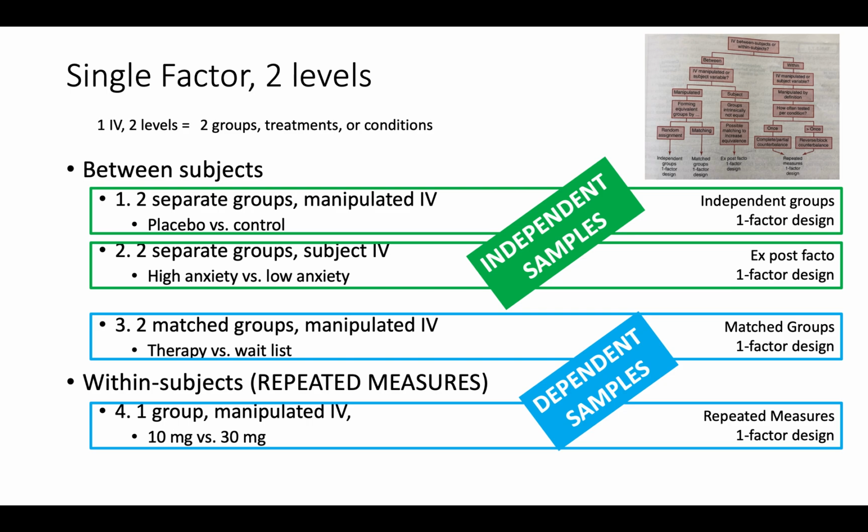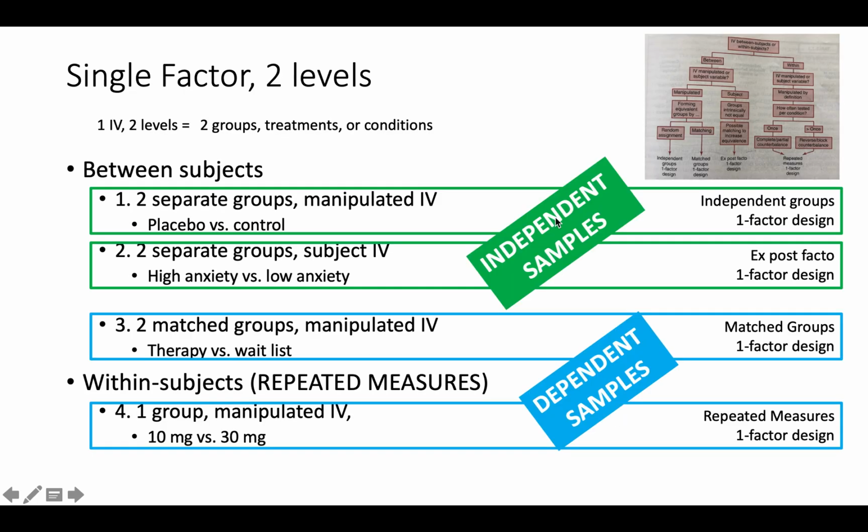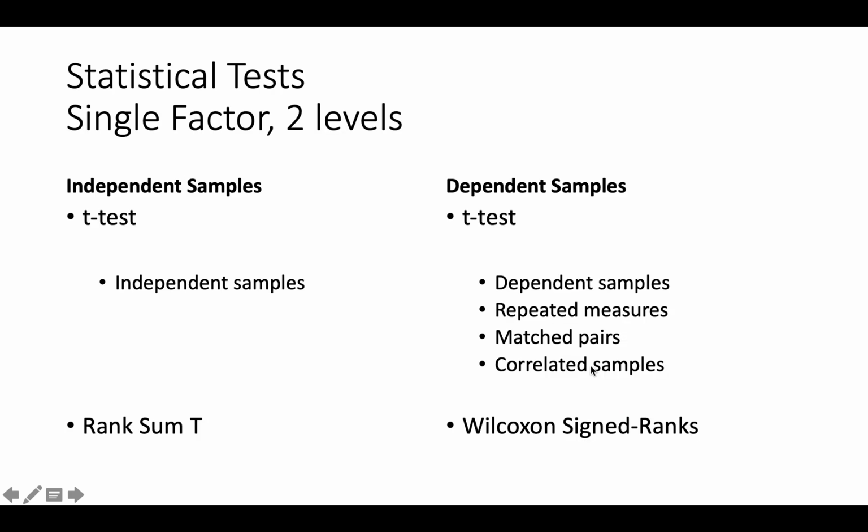So the way I organize this is a little bit different than the textbook organizes it, because I like to think of these as independent sample designs and dependent sample designs, because what we do to these in terms of an analysis is the same. So when we have independent samples with 2 levels in a single factor, we can do a t-test for independent samples. Now, the other thing that we can do is a rank sum t, and I went through the logic of why we might choose one over the other.